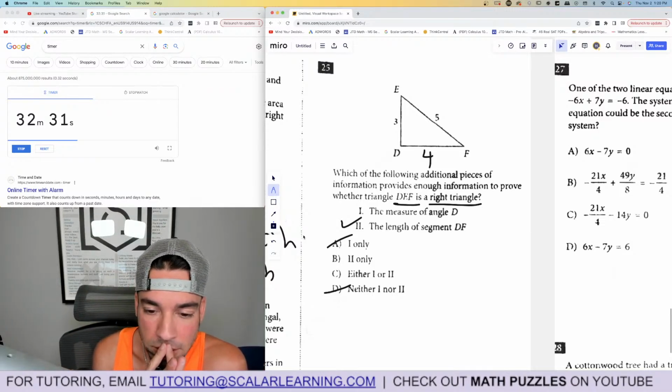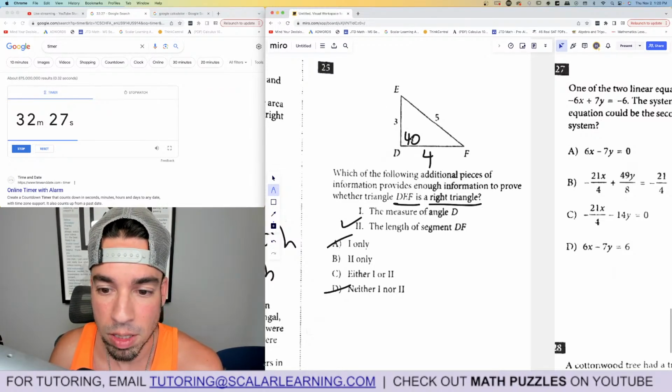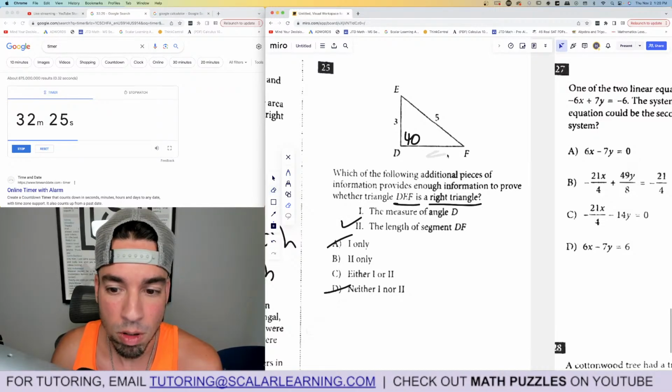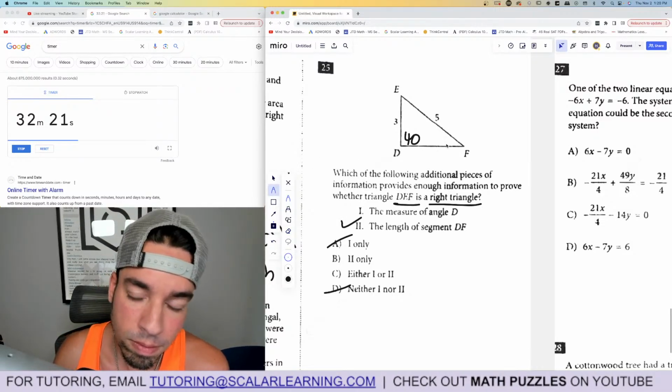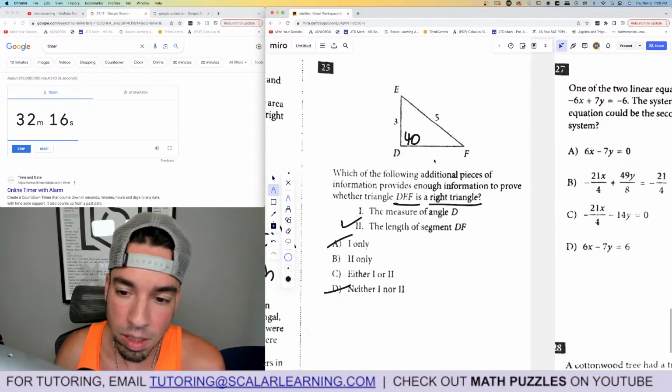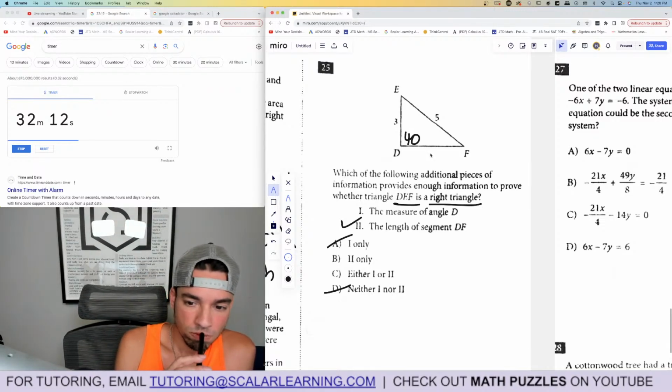This is weird. So D is 40. So what if D were 40 or something? Let's assume this is not 4. Let's say D was 40, and then we don't really know, right? Because then this could be the hypotenuse if it's not drawn to scale. Let me think. Yeah, because if DF was 4, it's a right triangle. If DF is not 4, it's not a right triangle.